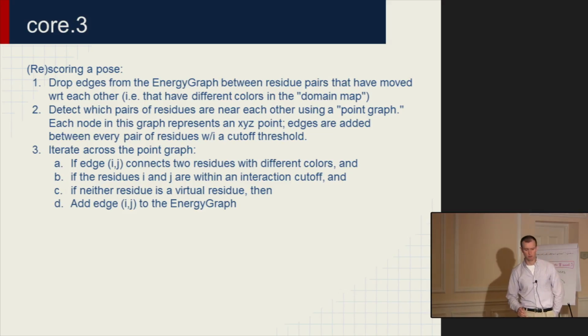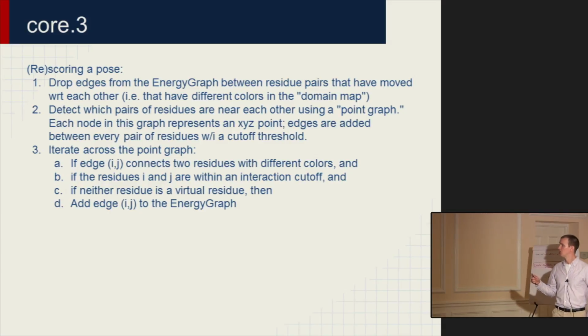Okay, so returning to the algorithm that I described this morning, how do you rescore a pose? I'm just going to give it in a little bit more detail. So the first step is you drop edges from the energy graph on the basis of the domain map for pairs of residues that have moved with respect to each other. Those are the old edges. Their energies are out of date.